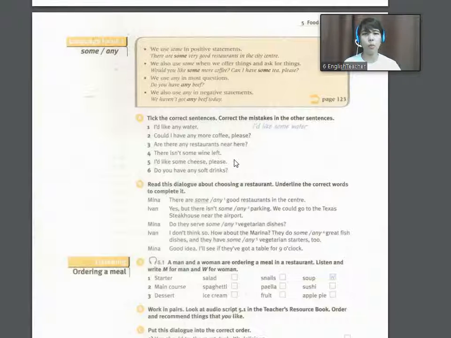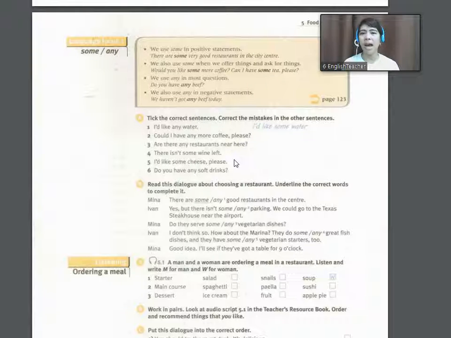Okay, next one, number 4. There isn't some wine left. How about that, student A? Is that a correct sentence? No, it's not. Can you make it correct? Very good. So there isn't any wine left. Why should we use any? Very good. Because the sentence is negative. There isn't any wine left. You cannot say there isn't some, because isn't is negative. Very good.